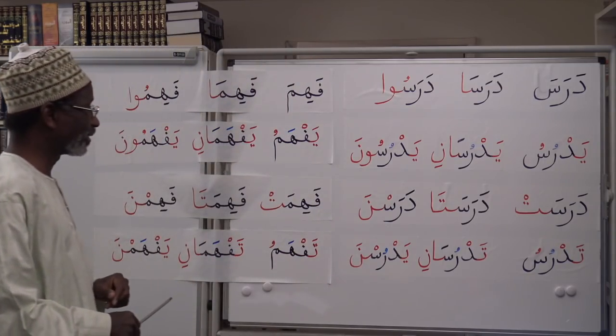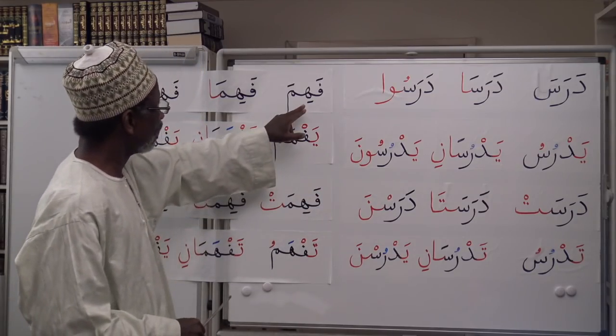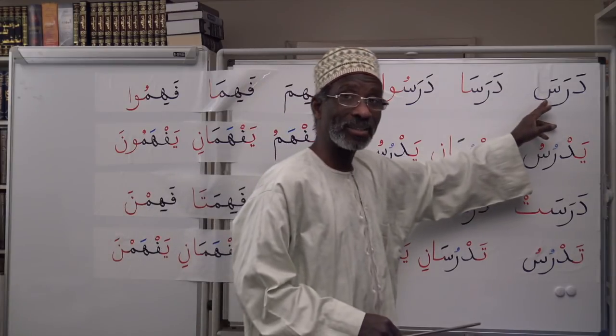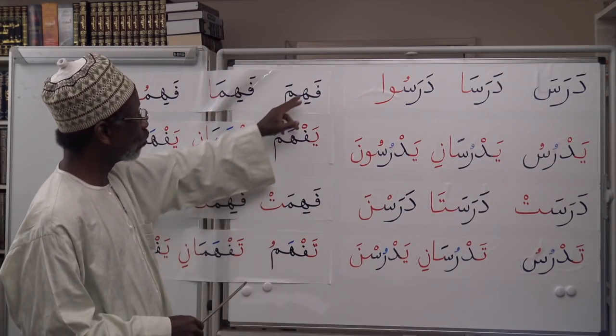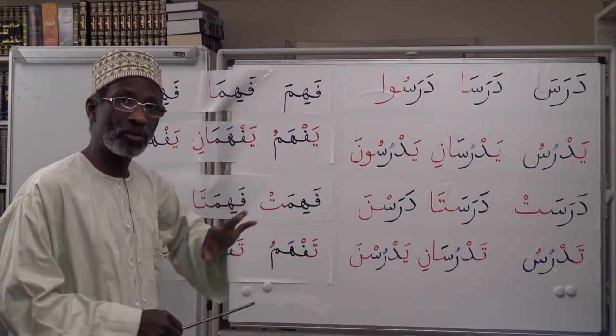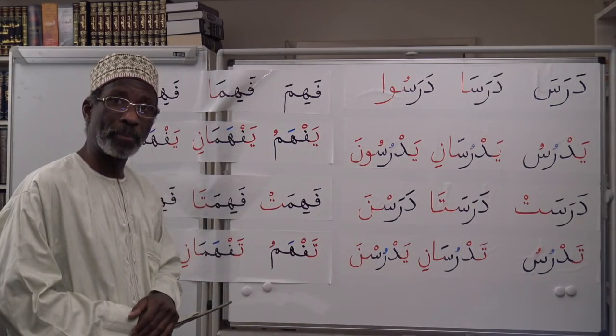Now, let's give you another example. The reason I'm giving you this verb is that you see the second root here, fahima. Like darasa, this one will behave the same way. Yefhamu. And the second root here has fatha. So once you are given this one and this one, from that on, that's it. The same ending will be applied.